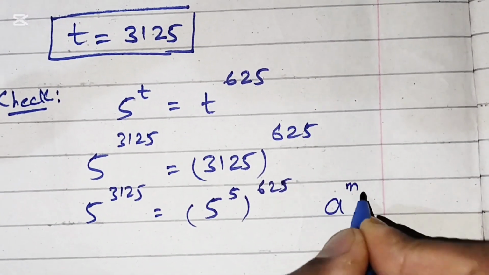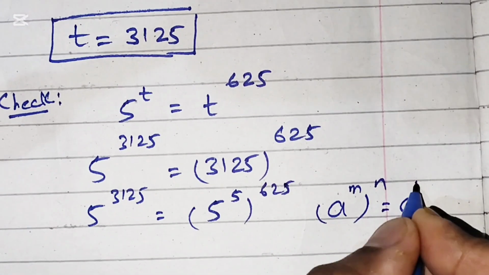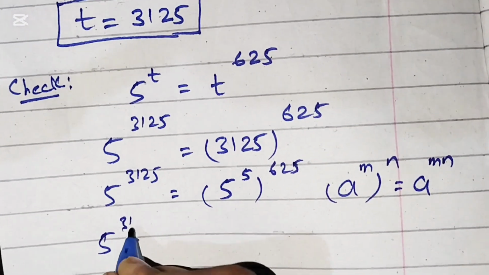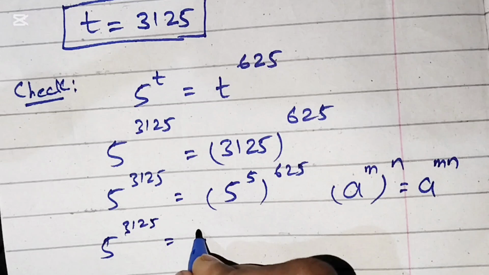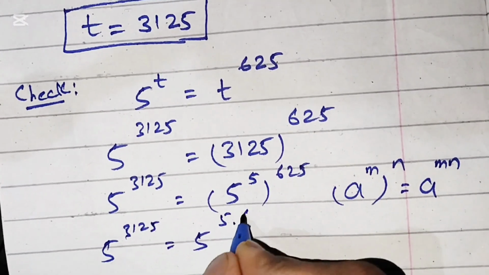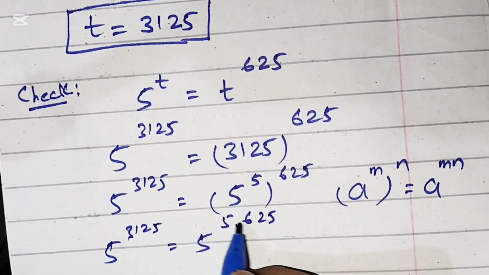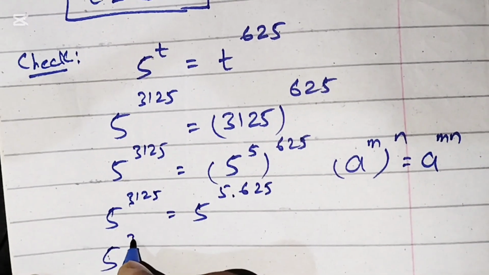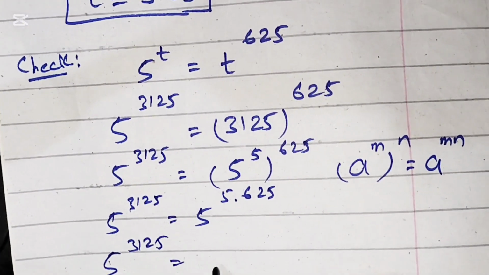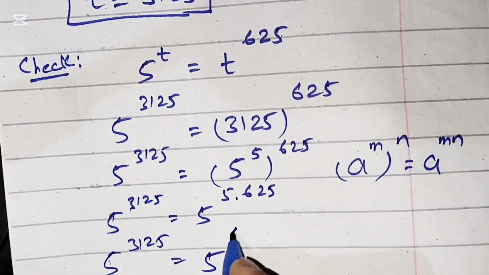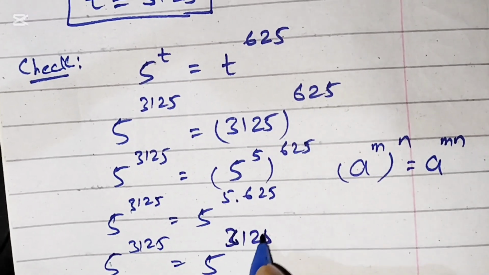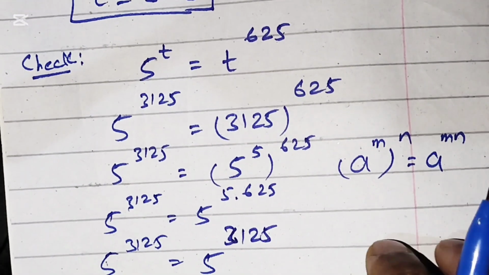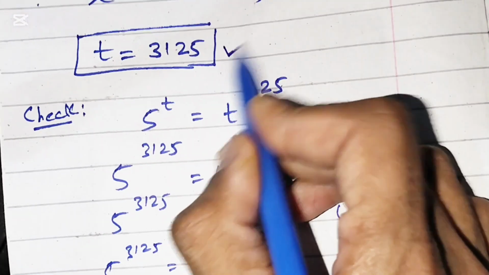A power m whole power n can be written as a power mn. So 3125 power 625 is written as 5 power 5 into 625. What is 5 into 625? 3125. So 5 power 3125 equals 5 power 3125. It means left hand side equals right hand side and the answer of t is correct.